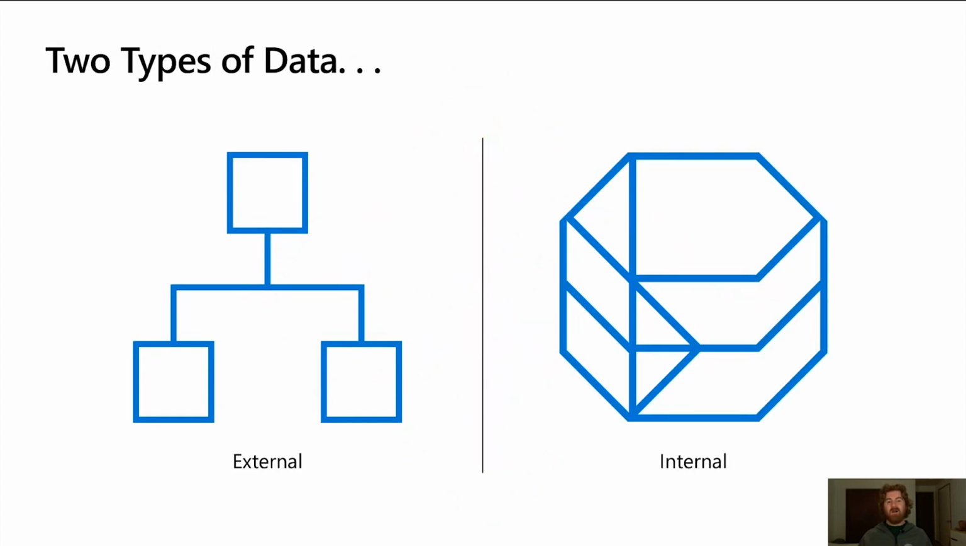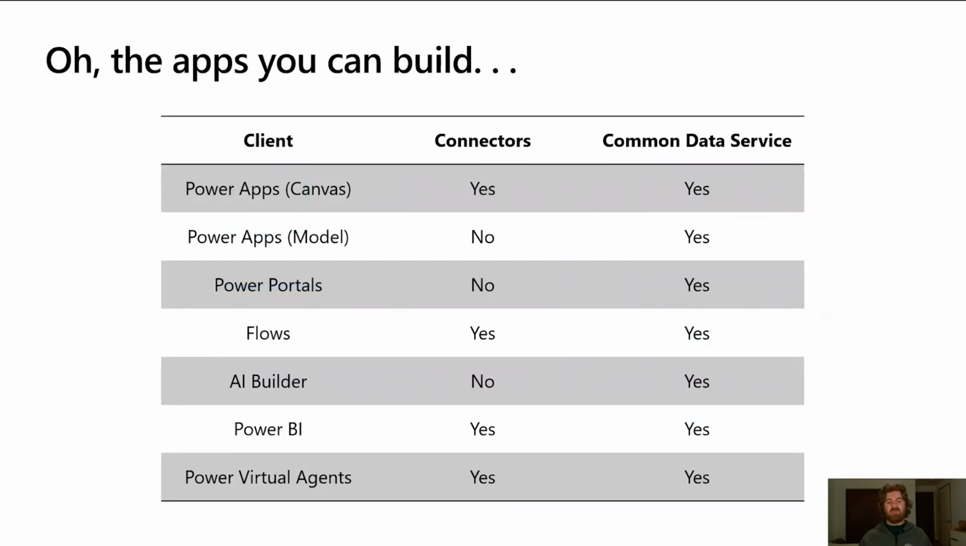And so let's talk about these two types of data. We have data that lives outside of the Power Platform, that's external data. And then we have data that lives within the Power Platform, or internal data. That external data is brought to us by connectors, and data internal to the Power Platform is stored within the Common Data Service. So let's talk about why we might use these two different types of data providers and the types of applications that we can build with them.